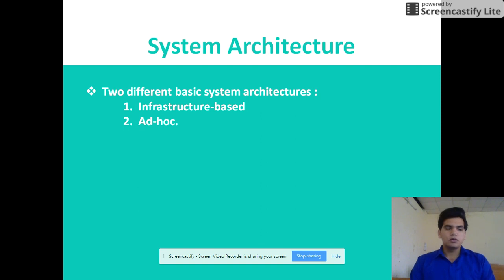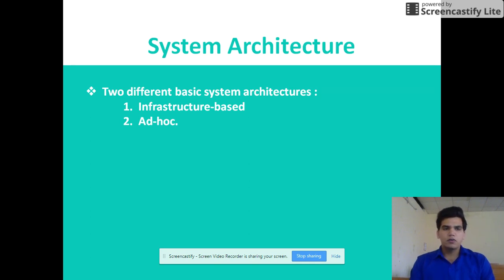Now I'm going to tell you about system architecture. System architecture can be implemented in two ways. One is infrastructure based, and the other is ad hoc. As the name suggests, infrastructure based has infrastructure and ad hoc doesn't. We don't need infrastructure for implementing the ad hoc system architecture for this product.